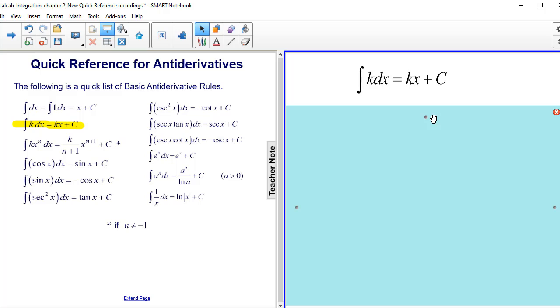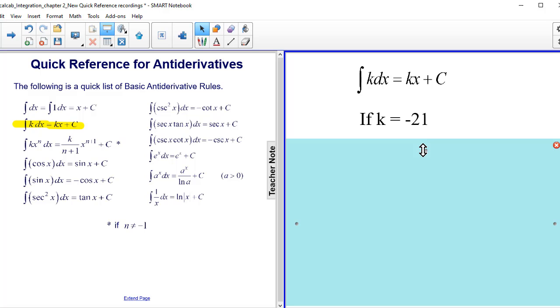So keep in mind, first of all, antiderivatives are the opposite of finding the derivative. So we're asking if we take the derivative of kx plus c, we're going to get k dx. So antiderivatives would start with this and say, if this is the answer to a derivative, what was the original function?